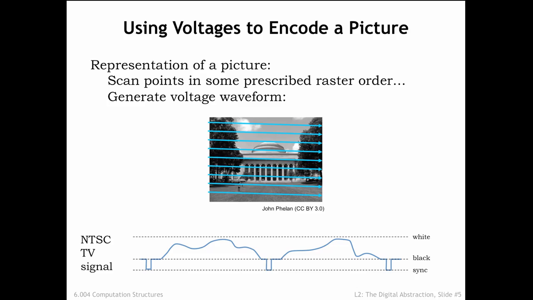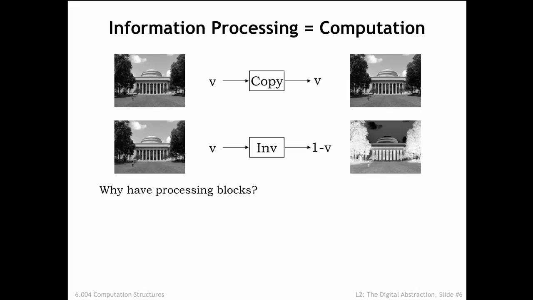Now, let's see what happens when we try to build a system to process this signal. We'll create a system using 2 simple processing blocks. The copy block reproduces on its output whatever voltage appears on its input. The output of a copy block looks the same as the original image. The inverting block produces a voltage of 1 minus V when the input voltage is V. In other words, white is converted to black and vice versa. We get the negative of the input image after passing it through an inverting block.